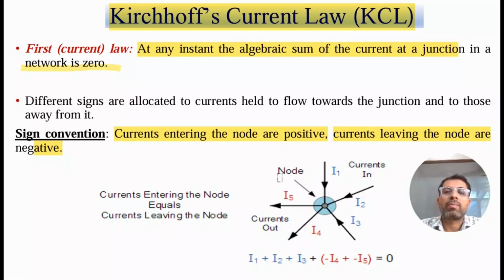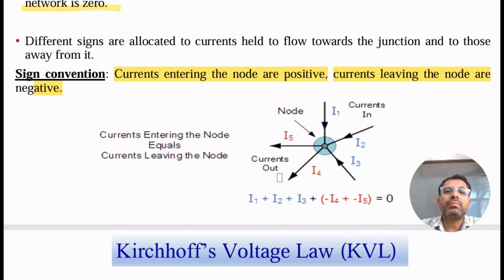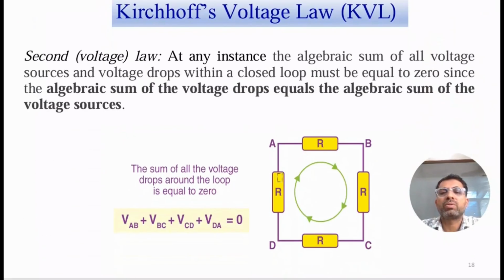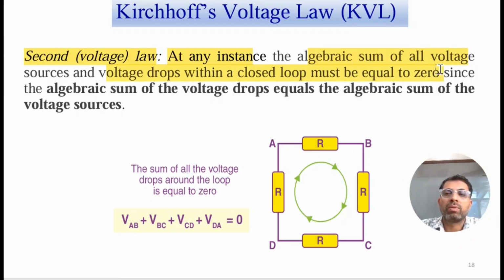And what about KVL? KVL is Kirchhoff's voltage law. It's similar to KCL, but this law considers the voltages. So this is also called the second law, that is, the voltage law. At any instant, the algebraic sum of all the voltage sources and voltage drops within a closed loop must be equal to 0.